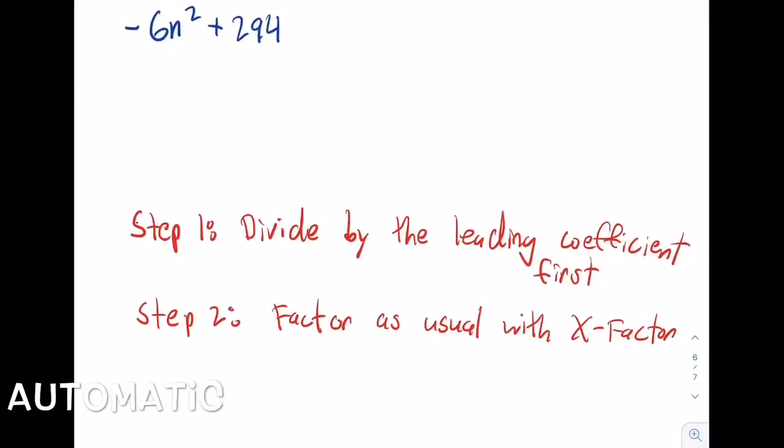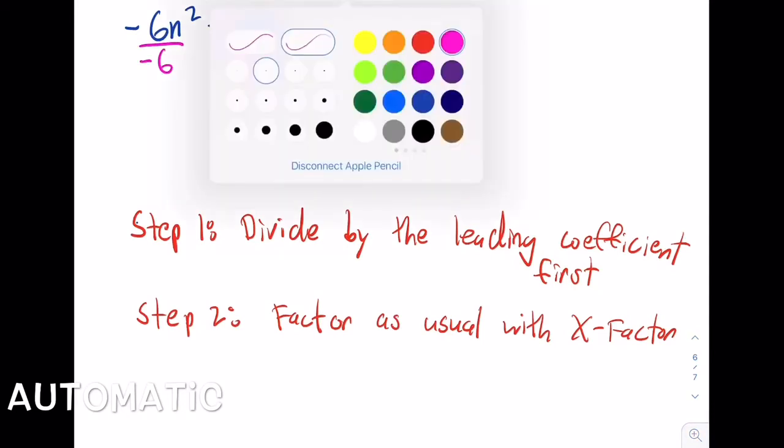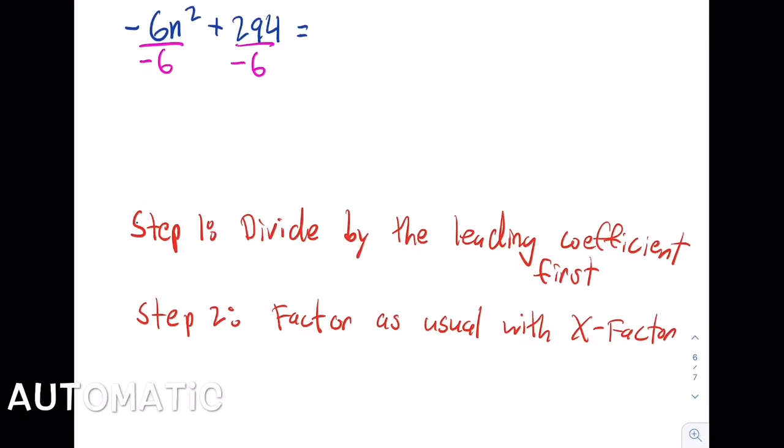Okay, our next problem. So we have negative 6n squared plus 294. So we have the negative 6 in the front. We're going to just divide by that, negative 6, to everything. So it's going to be equal to, we know our negative 6 is going to be in the front, so we just write that out. Negative 6, parentheses. So divided, 6 cancels, so n squared. And 294 divided by negative 6 is going to be negative 49.